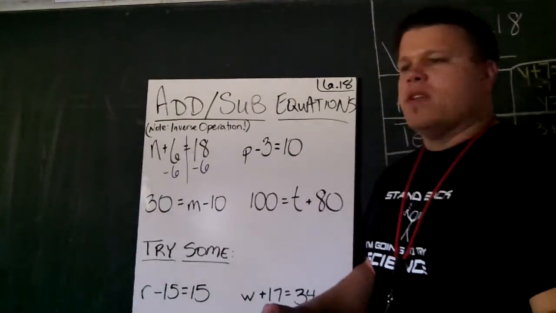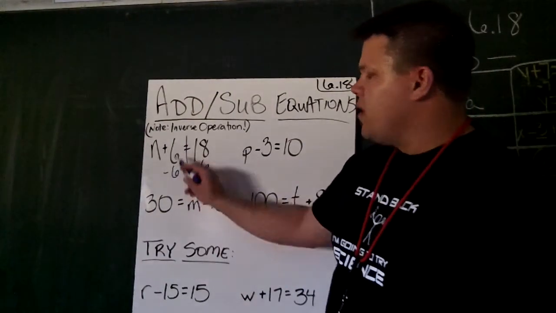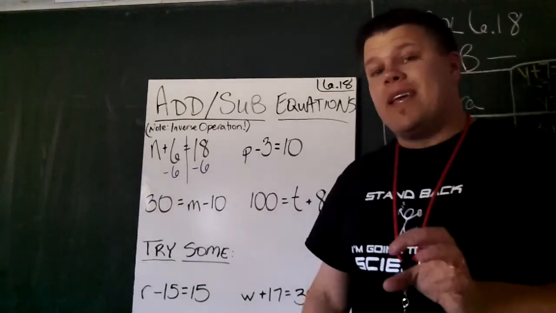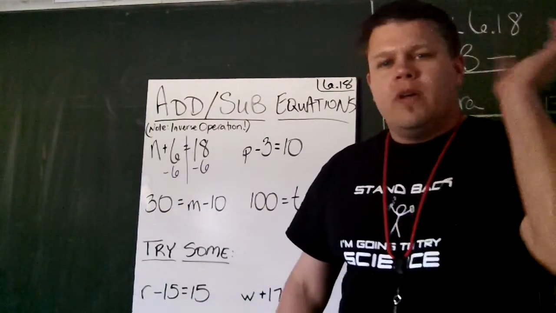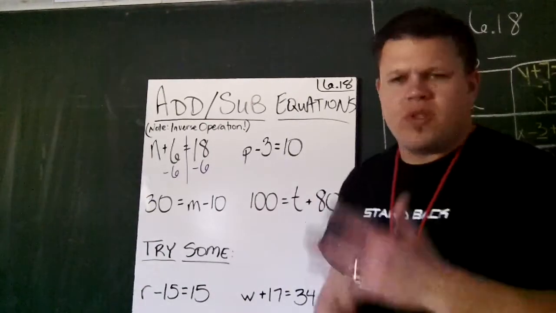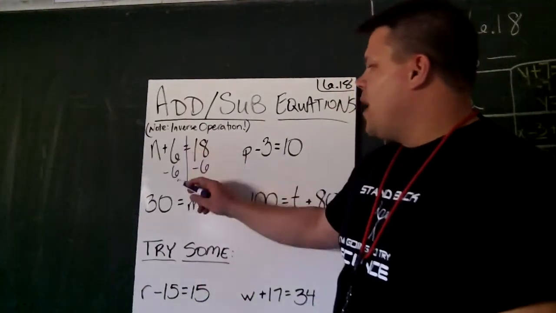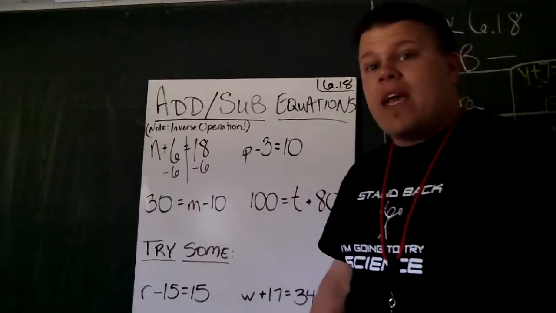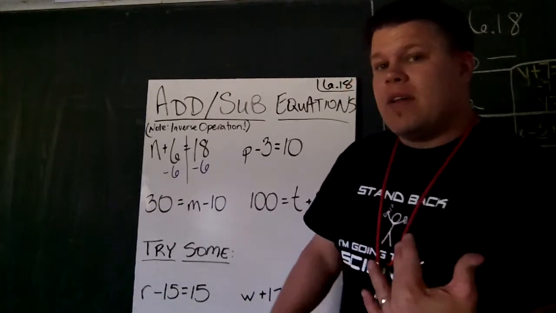Now, the only reason for me to actually do the opposite operation of what's next to that variable is to get it by itself. To get it alone, to isolate it, that's how you'll hear it in maybe 7th and 8th grade and so on and so forth. So I want to do the opposite operation. So I want to get rid of this. That cancels out. A plus 6 and a negative 6, they cancel out.